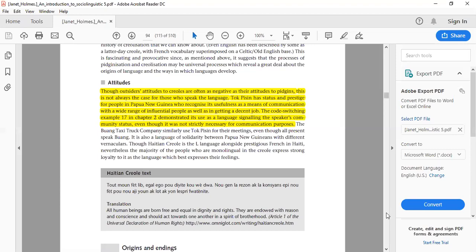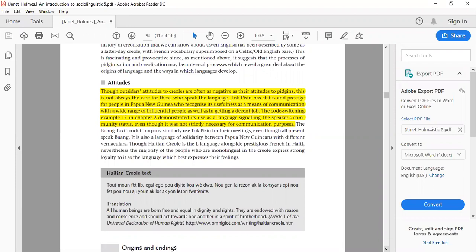Outsiders may have a negative attitude towards that language, but a majority have a positive attitude. The people who are speaking that Creole have a positive attitude towards that language. What's the reason? The reason is that it is their own language. That is why they have a positive attitude towards that language.